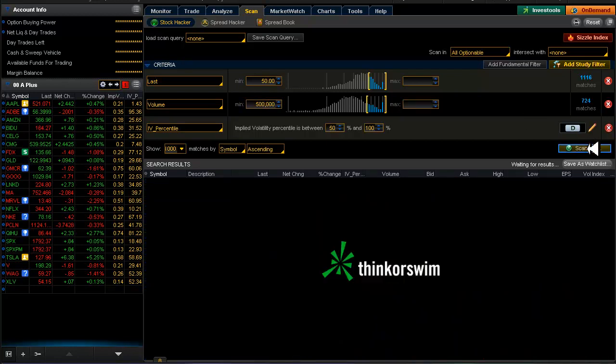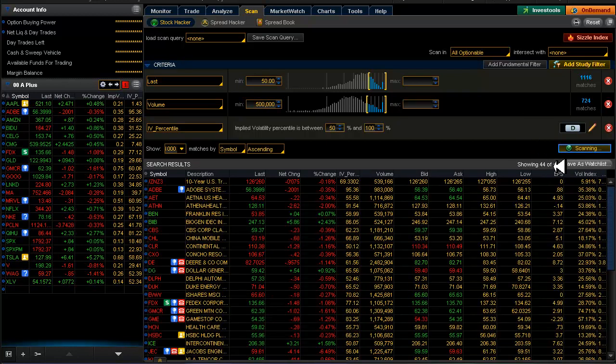And do the scan, and you end up with 44 on here, which is a little bit more robust. And you get Adobe on here too. Then you just save it with a different query name, and you can bring it up over here and take a look at it anytime you want, dynamically, which is kind of cool.